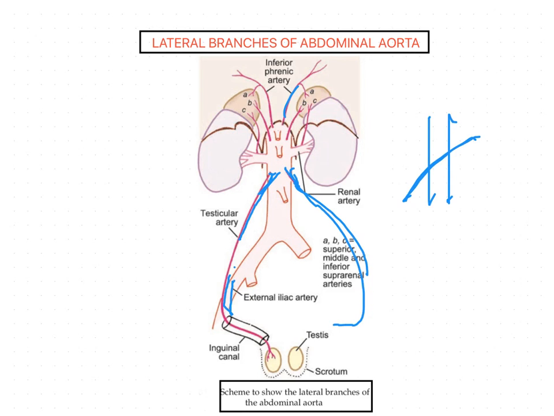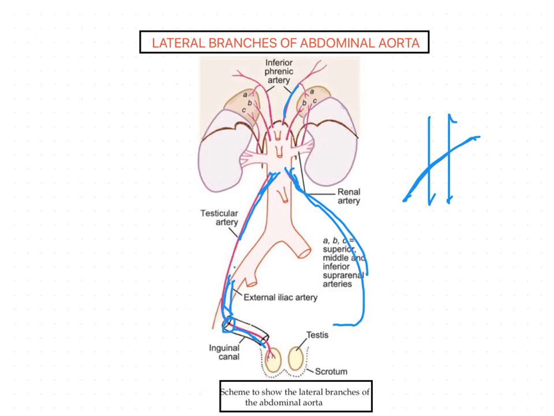First we will see the testicular artery. This testicular artery joins the spermatic cord. Here you can find the spermatic cord at the deep inguinal ring. At the deep inguinal ring, the testicular artery joins the spermatic cord and traverses the inguinal canal. Within the cord, it lies anterior to the ductus deferens.